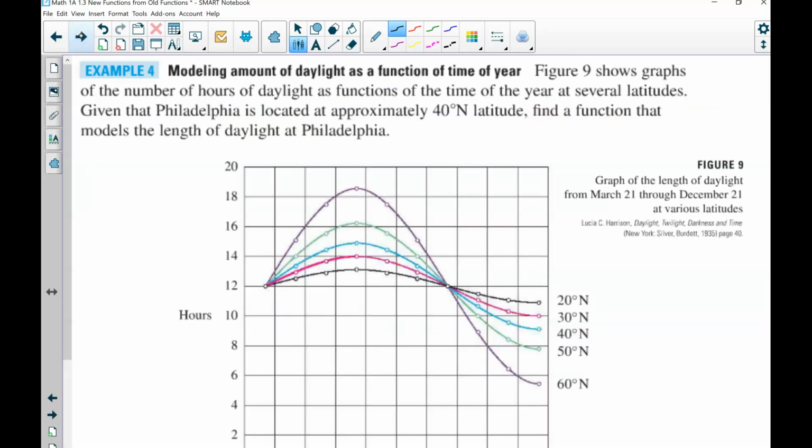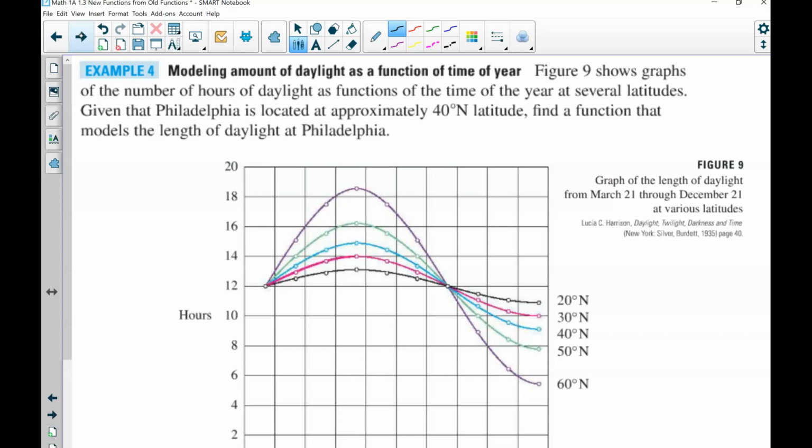Okay, now for example number 4, we are modeling the amount of daylight as a function of time of year. So this figure shows graphs of the number of hours of daylight as functions of the time of the year at several latitudes. So given that Philadelphia is located at approximately 40 degrees north latitude, we want to find a function that models the length of daylight at Philadelphia.